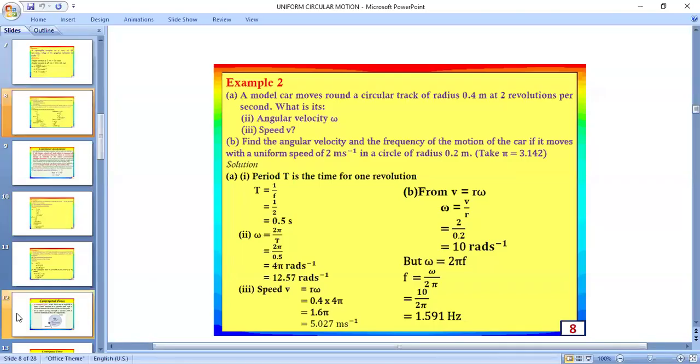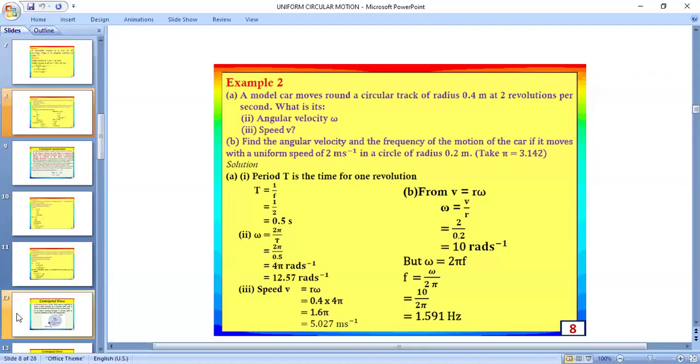So 2 times pi times 2. The answer is 12.57 radians per second. 12.57 radians per second. And then Roman 1, I think they forgot to write Roman 1, which was asking for angular velocity. We've just done it, 12.57 radians per second.